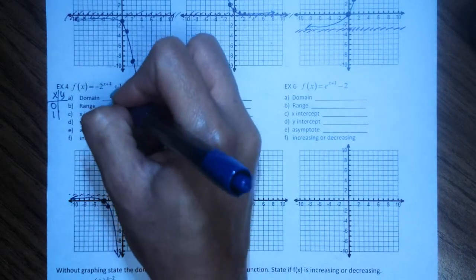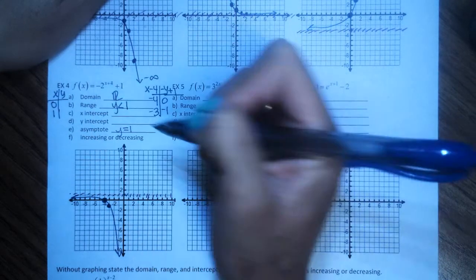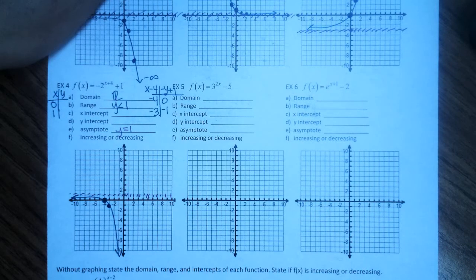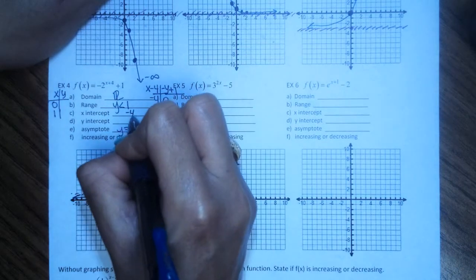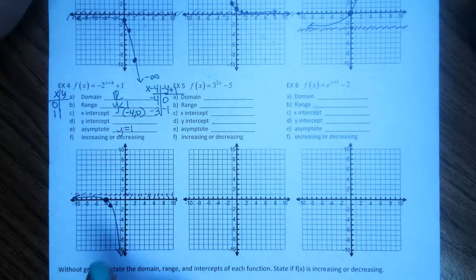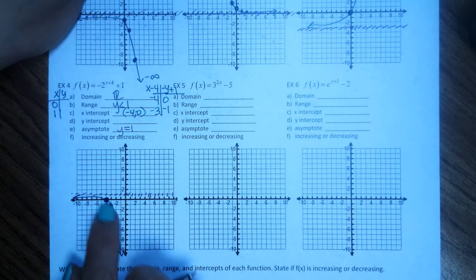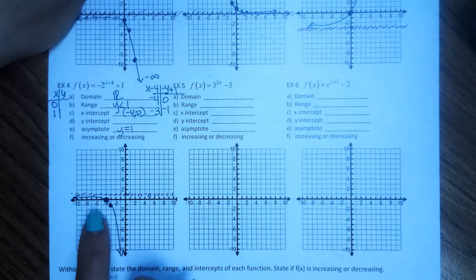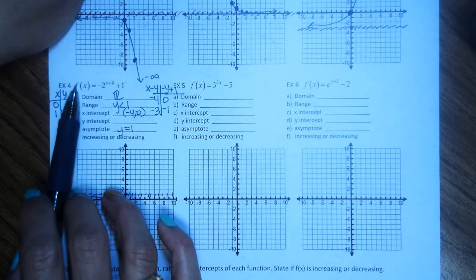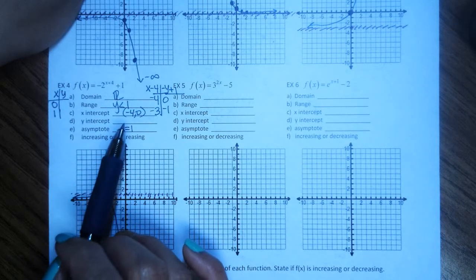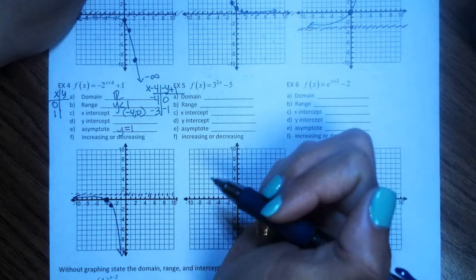Domain, all real numbers. Range, y is less than 1. X-intercept, it was clearly negative 4, 0. Now, if you couldn't see your x-intercept because you didn't graph the same point that I graphed, then the way you would find your x-intercept is you would have to plug in 0 for y here and solve for x. And there's a way to figure that out, and you would still get the x-intercept as negative 4, 0.